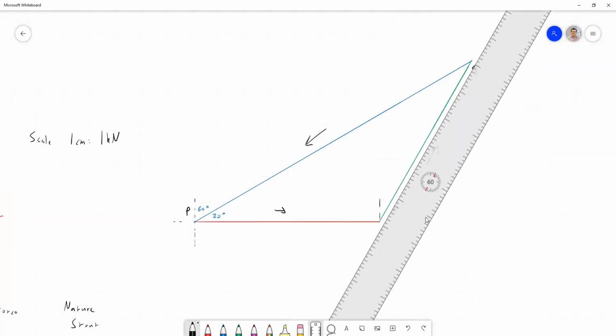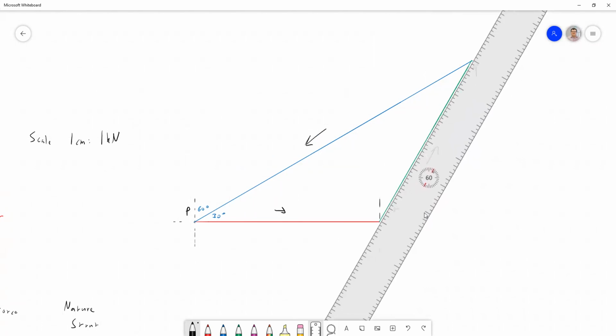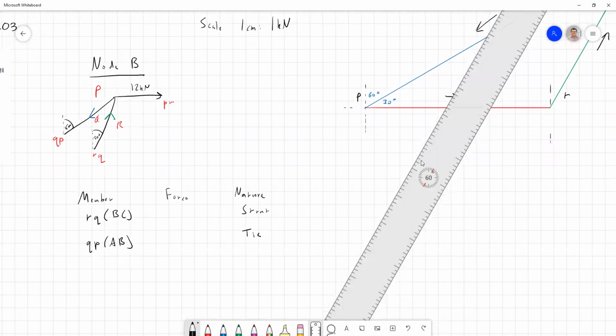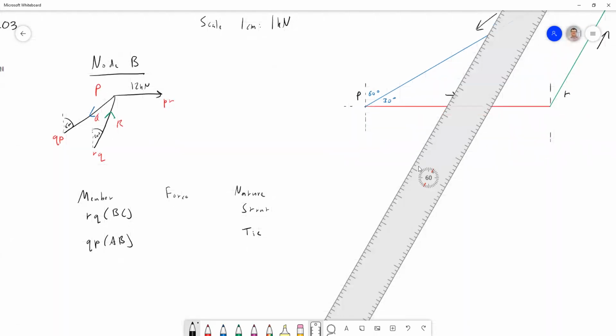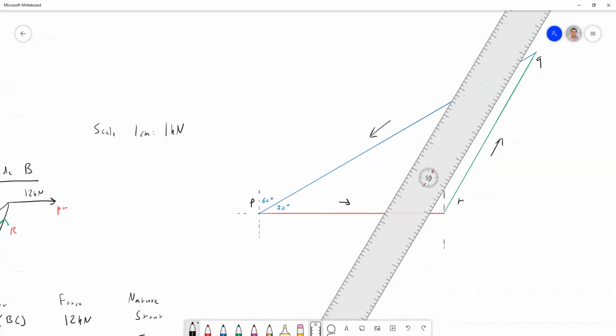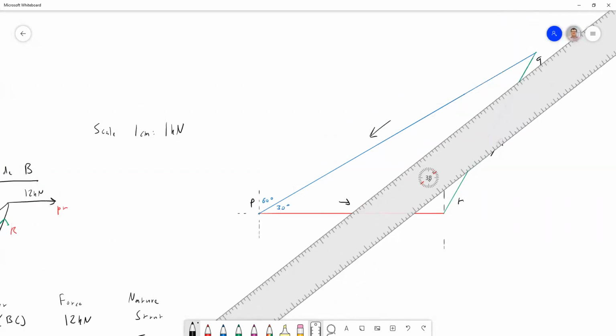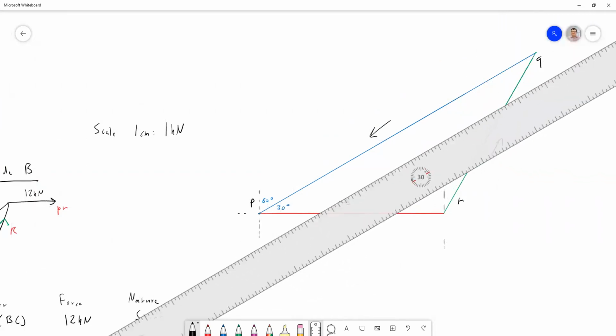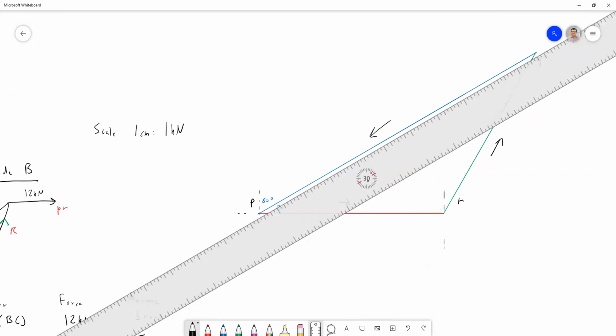So the ruler's currently lined up along RQ, so I'll measure this one first. 2, 4, 6, 8, 10, 12, looks like 12 centimeters there. So I've got 1 centimeter to 1 kilonewton, an easy one to work out. This must be a 12 kilonewton force. And then I'll measure along the blue line, QP.